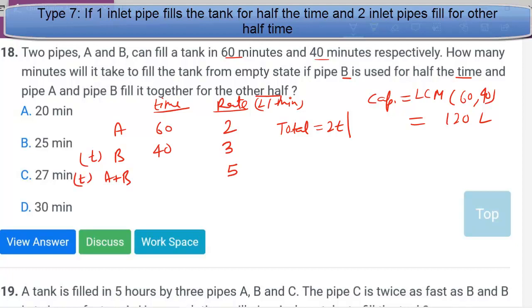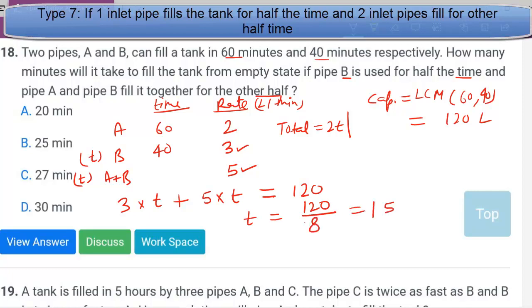So we can just write that when B is used for time t, B is filling 3 liter per minute multiplied by time t, plus A plus B, which is filling 5 liter per minute multiplied by time t. This is equal to the total capacity because they are filling the whole tank, which is 120 liter that we have assumed. So from this you can calculate directly T is equal to 120 divided by 5 plus 3, that means 8. So T is equal to 15, and the total time we have assumed is 2T.